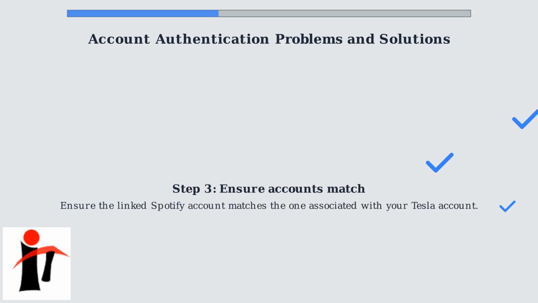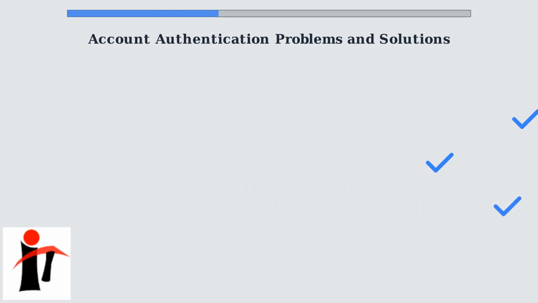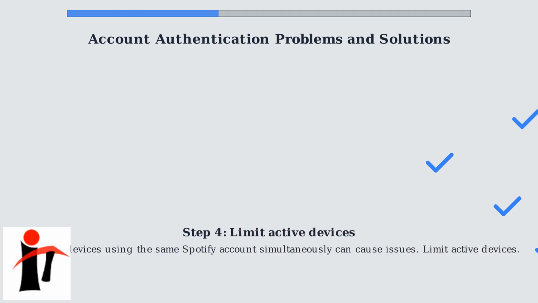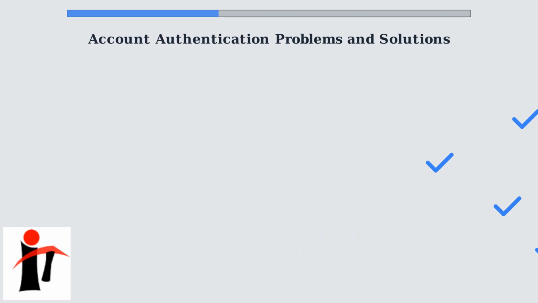Ensure the linked Spotify account matches the one associated with your Tesla account. Mismatched accounts can prevent authentication. Too many devices using the same Spotify account simultaneously can cause authentication issues. Limit the number of active devices to resolve this.